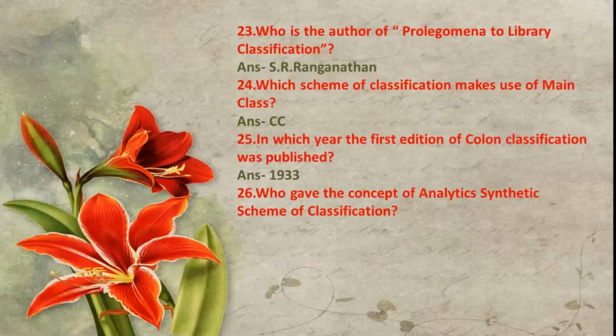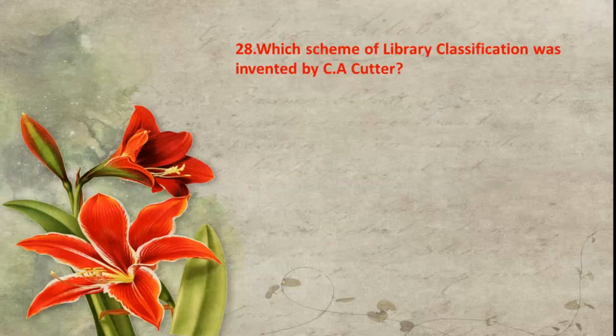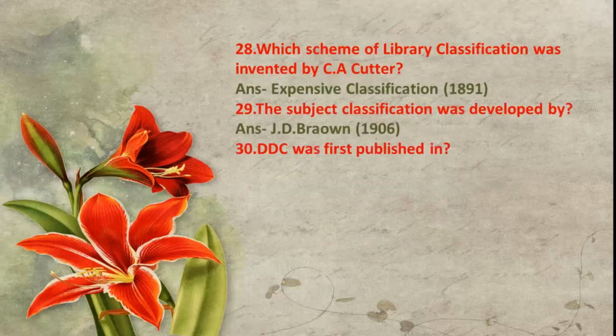In which year was the first edition of Colon Classification published? 1933. Who kept the concept of analytico-synthetic scheme of classification? Dr. S.R. Ranganathan. In which country was DDC first published? US, America. Which scheme of classification was invented by C.A. Cutter? Expansive Classification, 1891. The Subject Classification was developed by J.D. Brown, 1906. DDC was first published in 1876.